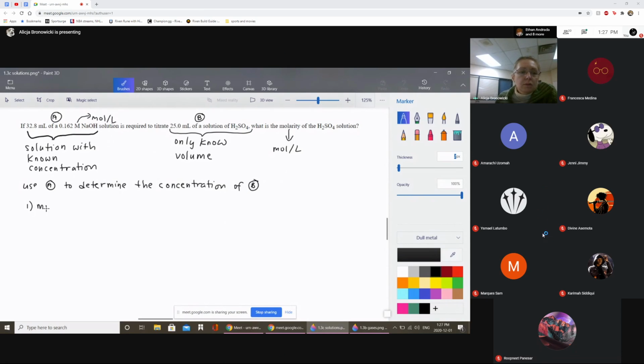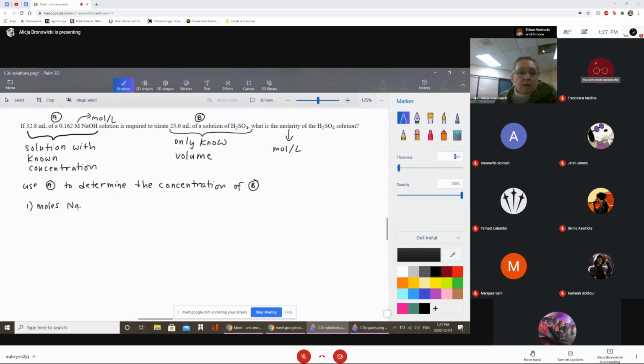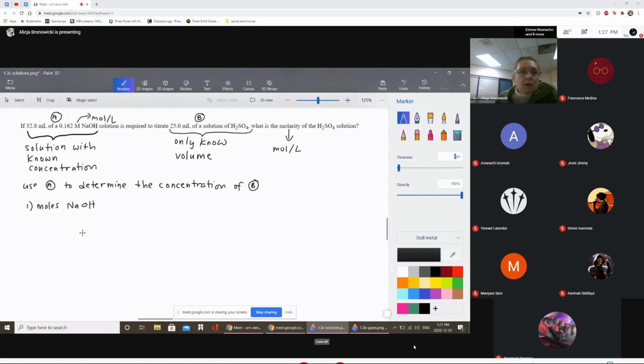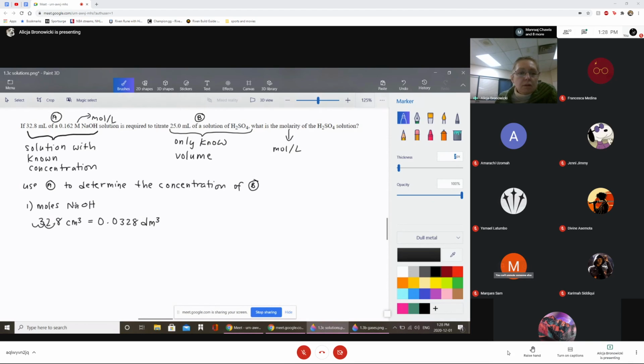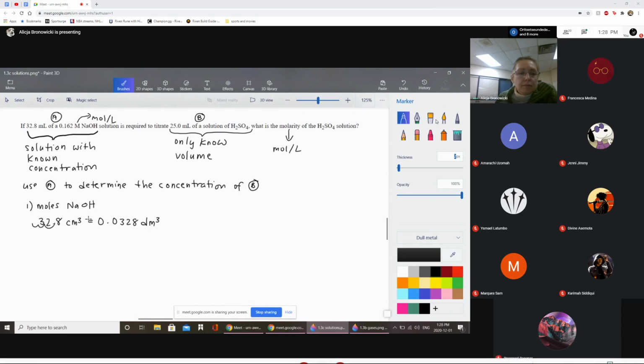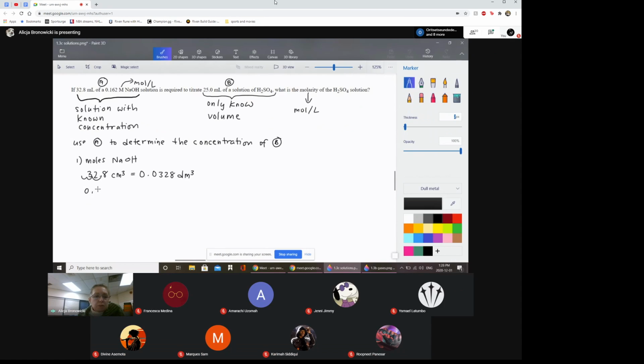Okay, so moles NaOH. Okay, I have 32.8 milliliters. So 32.8 milliliters is the same as cubic centimeters. So now I do 1, 2, 3. So that is equal to 0.0328 liters. Okay, so that's how many liters of NaOH I've used. So now 0.0328.